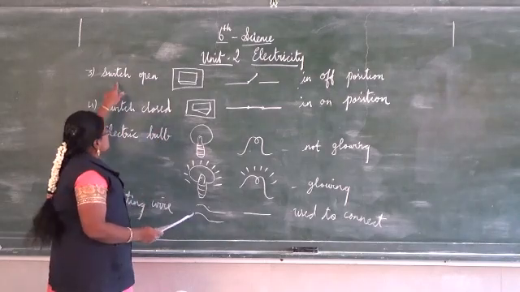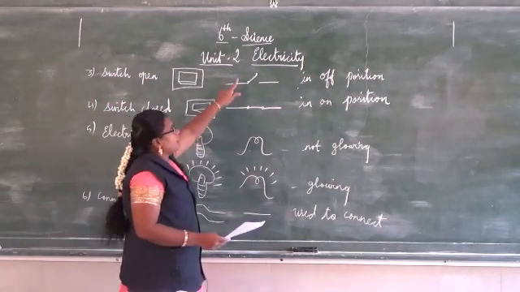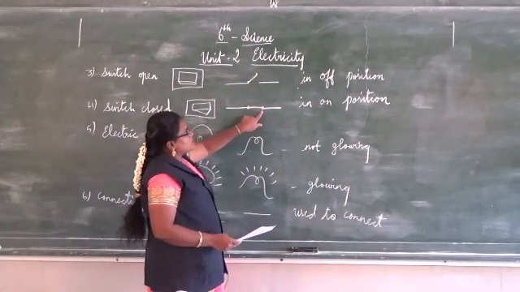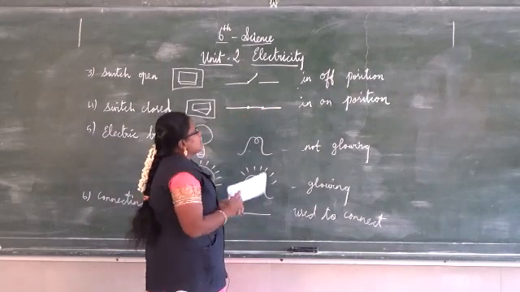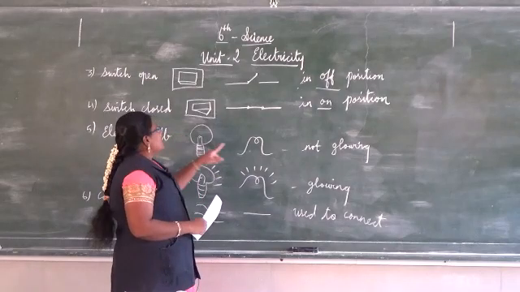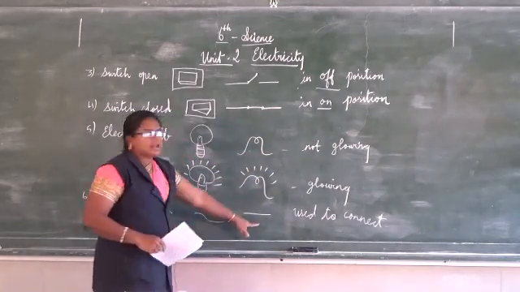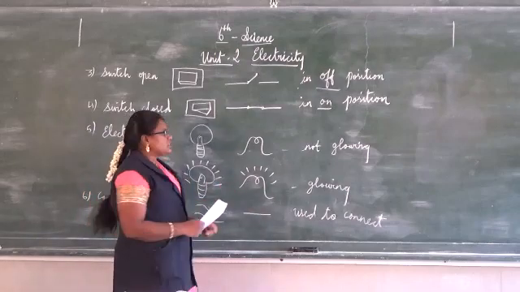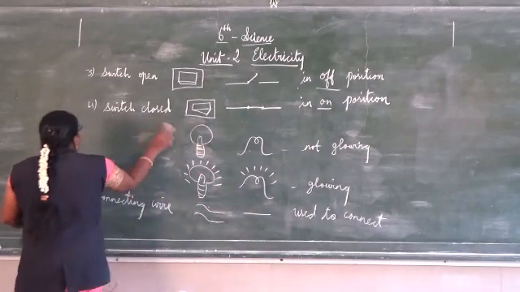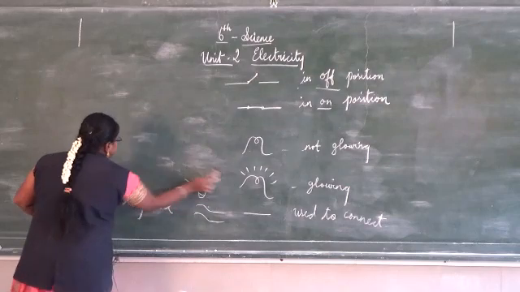Next are switch open, switch closed, electric bulb, then connecting wire. They are symbols. If it is open like this, it is in off position. If it touches, it is in on position. If it is not glowing, it is off; if it is glowing, it is on. Then connecting wire is a simple line. That's all regarding the component symbols. With these symbols, if we continue, we will understand clearly.